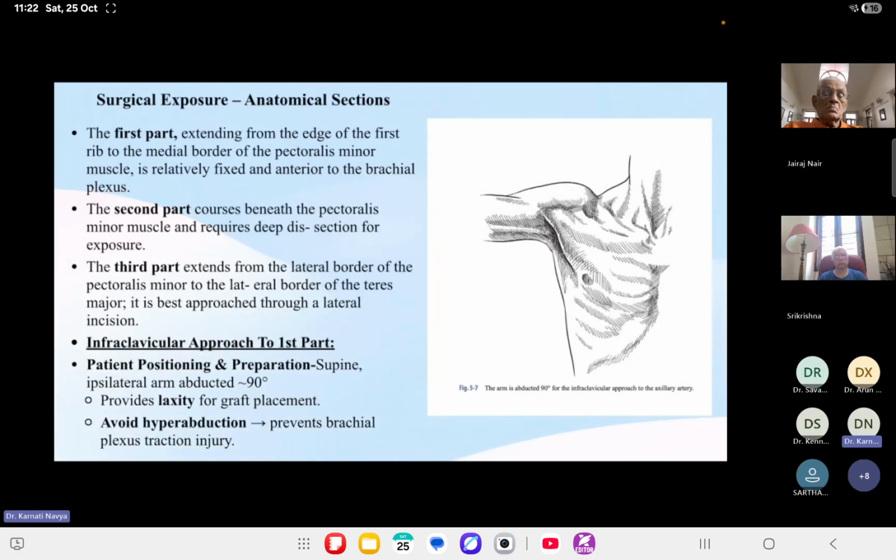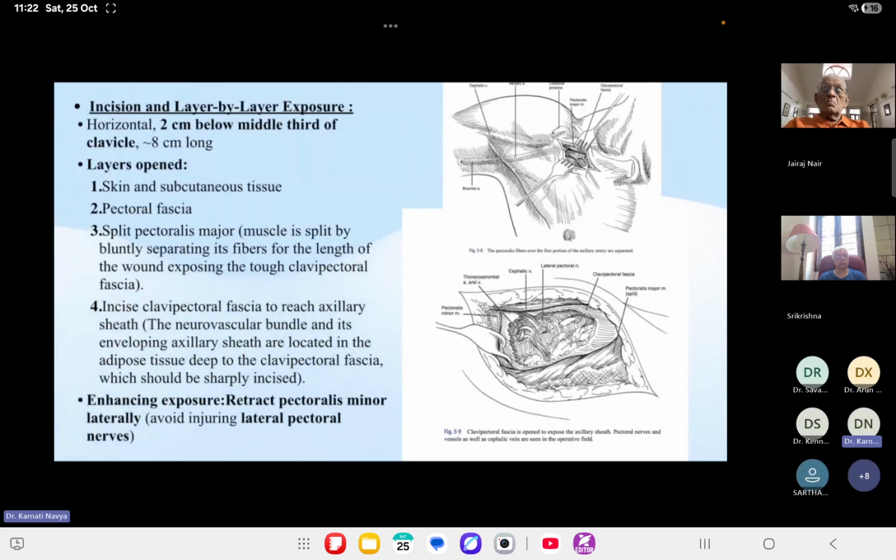In the infraclavicular approach to the first part, the patient's position should be supine and the ipsilateral arm abducted up to 90 degrees. It provides laxity for graft placement in case of axillary bypass grafting, and it avoids hyperabduction to prevent brachial plexus traction injury.